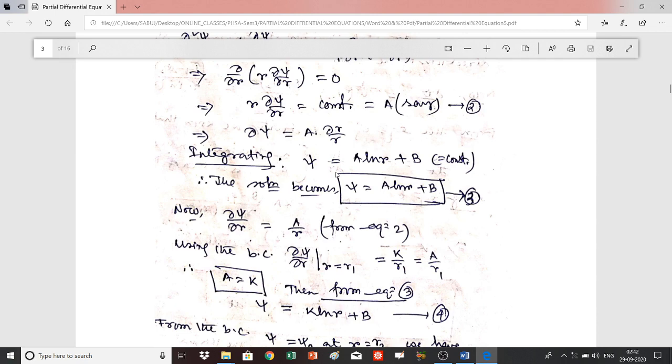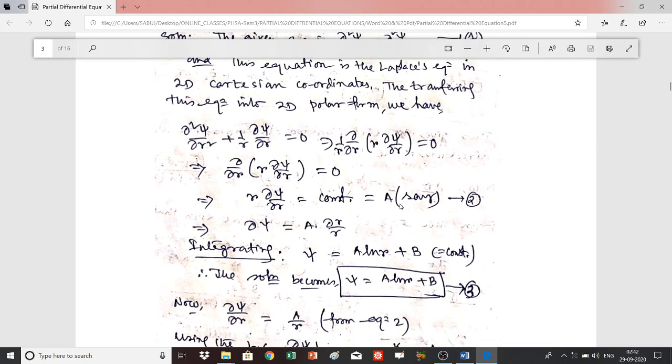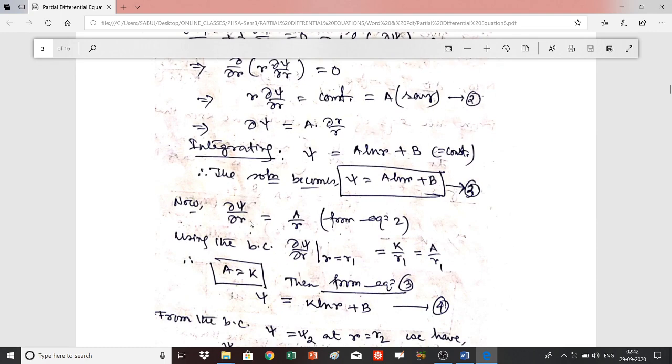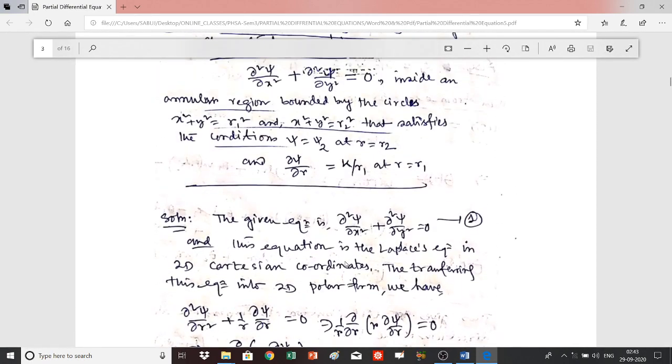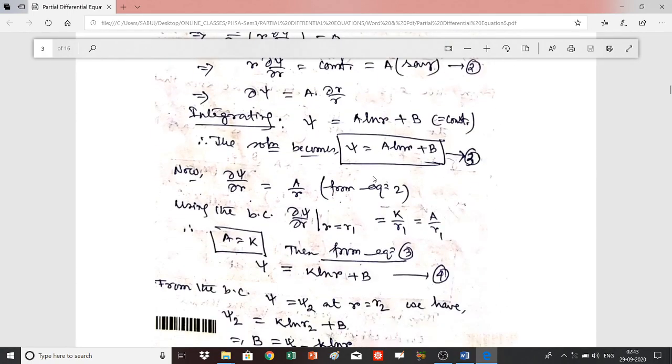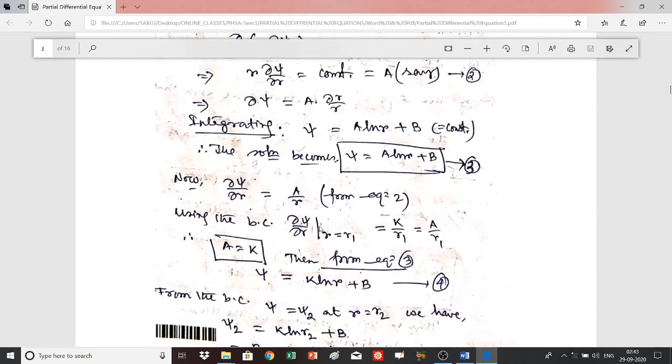Now also follow equation number 2. What was there? There was del psi by del r is equal to a by r. Just adopt this one, del psi by del r is equal to a by r, from equation 2. Now use the boundary condition that del psi by del r at r is equal to r1 is k by r1. You have that boundary condition here, that del psi by del r at r is equal to r1 is equal to k by r1.